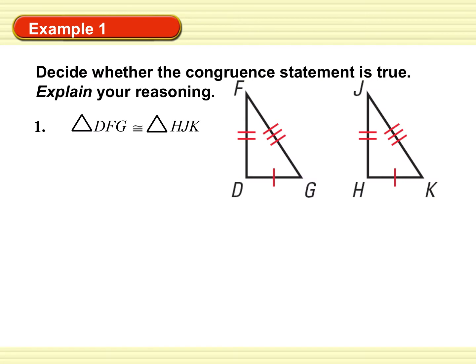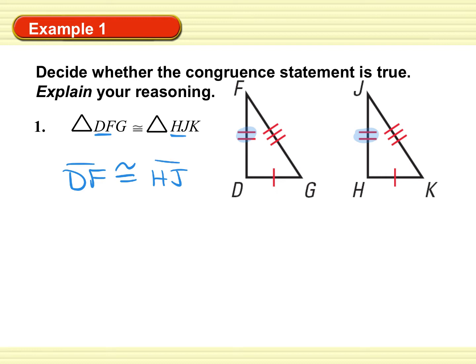So the next one says, decide whether the congruency statement is true and explain your reasoning. So my explanation here would be to match everything. If it doesn't match appropriately, if it's not in the right order, then they're not congruent. All right, so here I'm going to go ahead and go in the order. So I'm going to first look for DF and HJ. So DF is over here with double, and then so is HJ. So these have the same congruency marks. So I can state that DF is congruent to HJ.